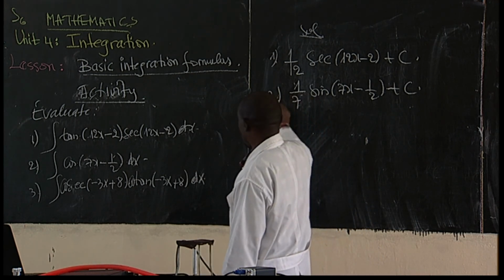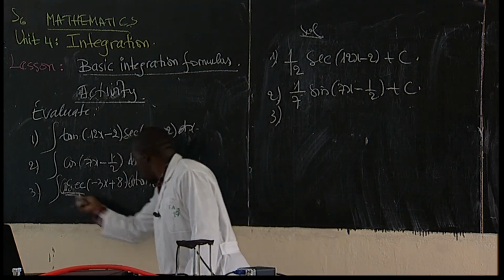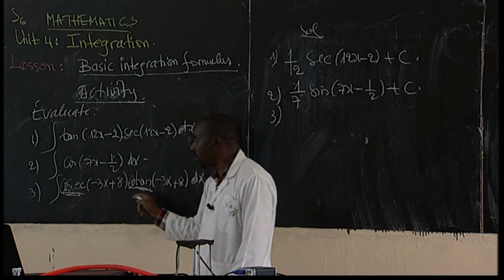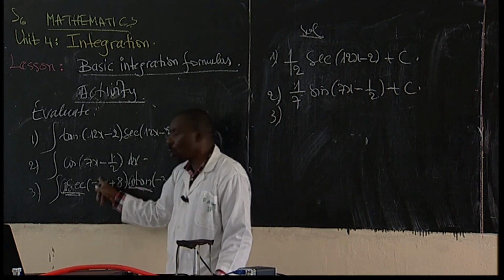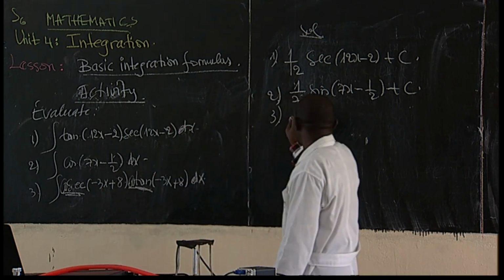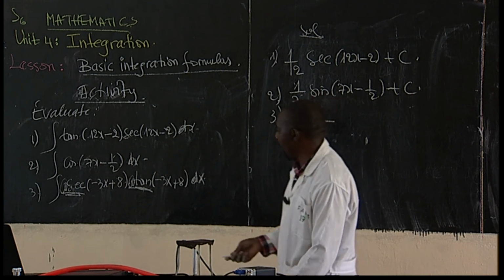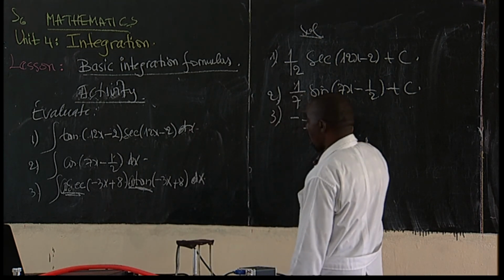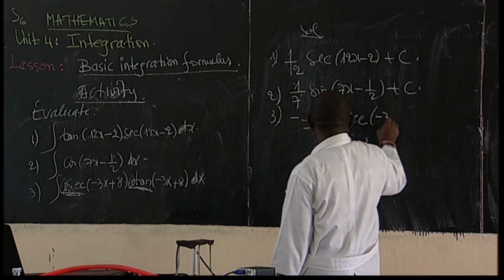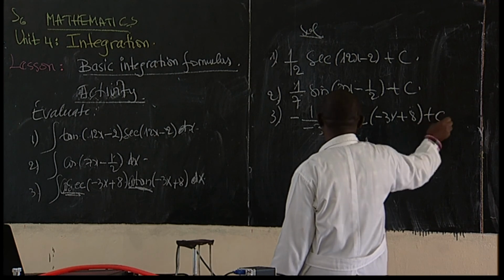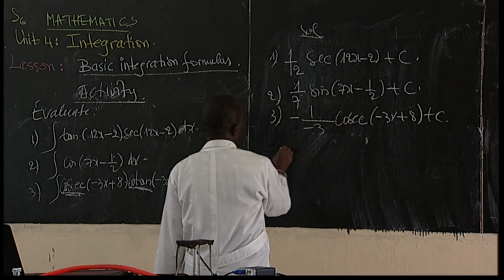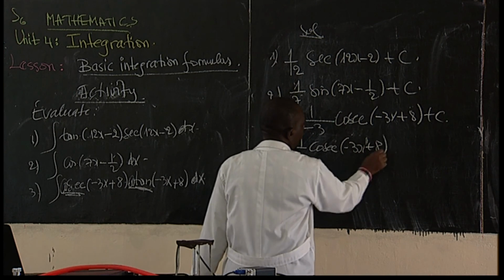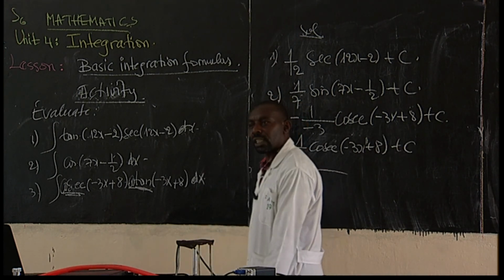So the last, there is cosec and cotan here, right? Just we change the sign, cosec, cotan, negative sign, and the value of a, 1 divided by a. So for me, a is negative 3, so I divide by minus 3. Then cosec of minus 3x plus 8, plus c. So means that the answer is 1 third cosec of minus 3x plus 8, plus c, and you are done. Is it bad if I give you a homework?